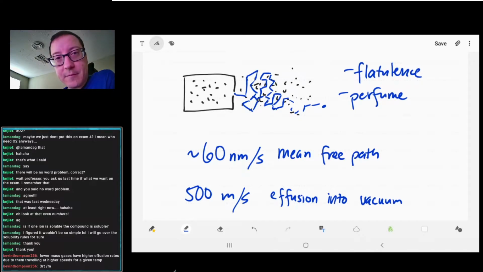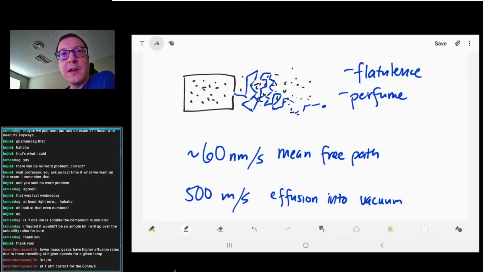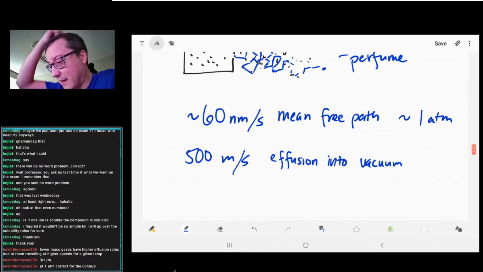So that's why it takes a couple of minutes for the perfume in the back of the room. Yeah, this is about 1 atmosphere. If you were to go to like the edge of the stratosphere or so, if I remember correctly, it's like 10 centimeters per second or something. So even at pretty low pressures, you've still got a shorter path. Again, these are not numbers you need to learn. This is just to illustrate to you why these things are happening.